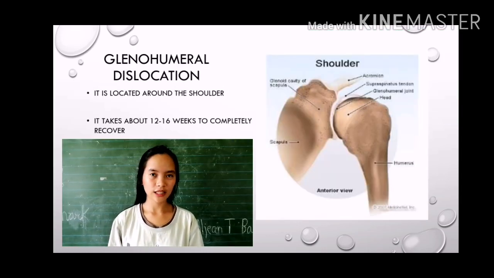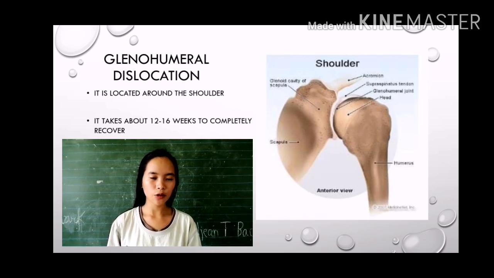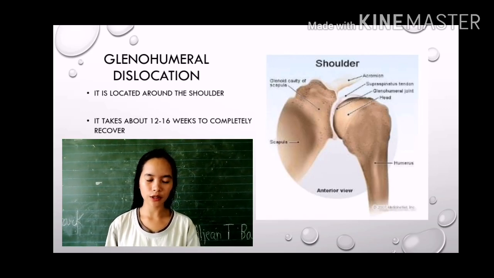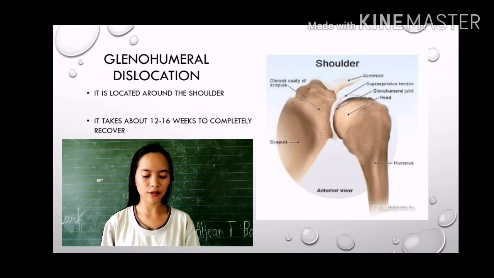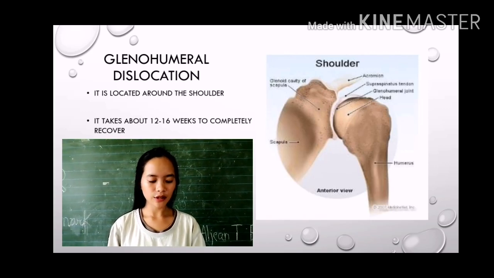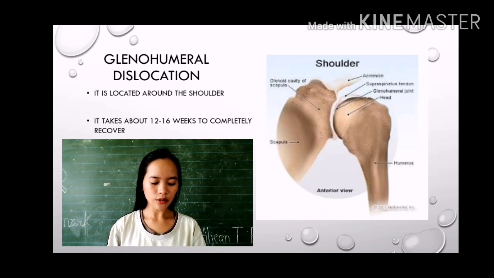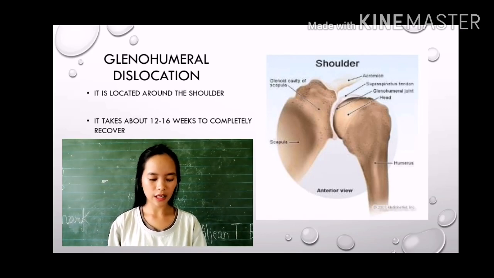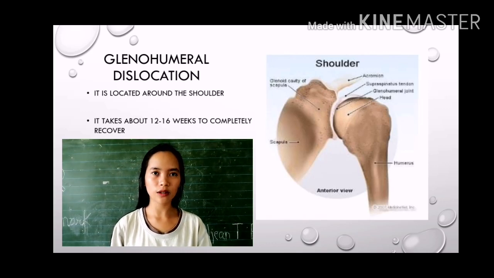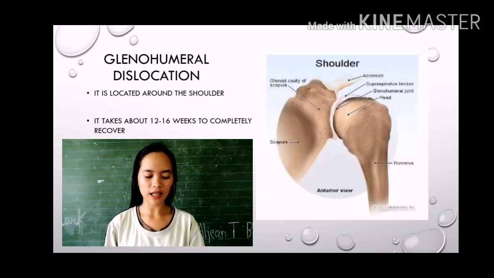Glenohumeral dislocation, it is around the shoulder. If you have this situation, in order for you to recover fast, you need to apply ice. It helps to relieve inflammation and pain, and rest your shoulder. Don't repeat the specific action that caused your shoulder to dislocate. It takes about 12 to 16 weeks to completely recover.